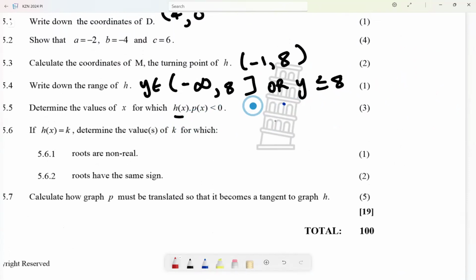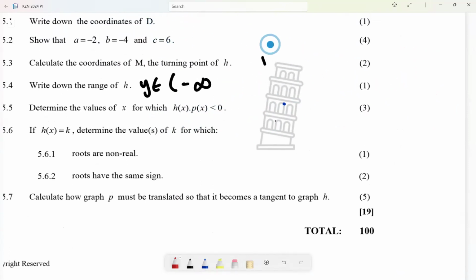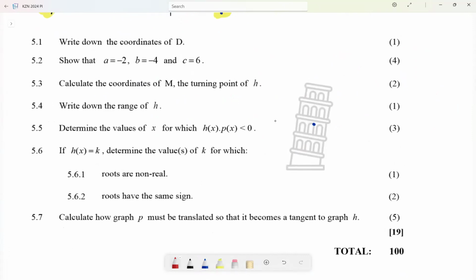Sorry for the mistake I made earlier about why it is 12 instead of 8, but just make sure you calculate your things correctly. So now 5.6 says, if h of x is k, determine the values of k for which the roots are non-real. Remember, if the roots are non-real, what happens? If the roots are non-real, it means now we do not have what?